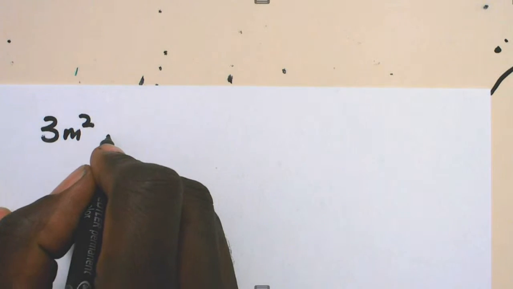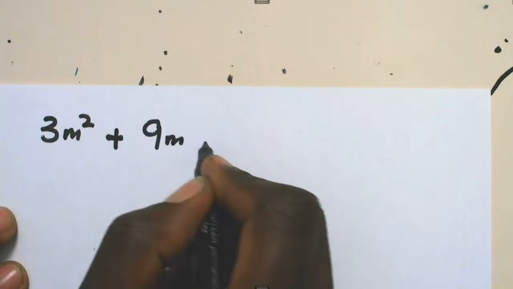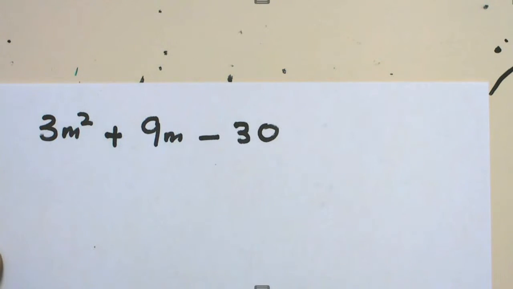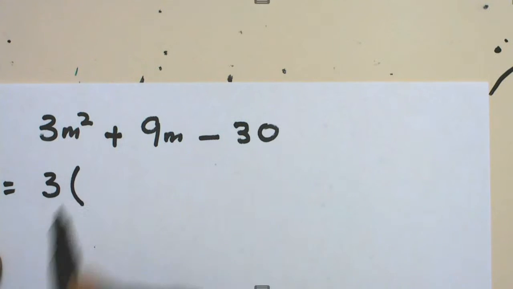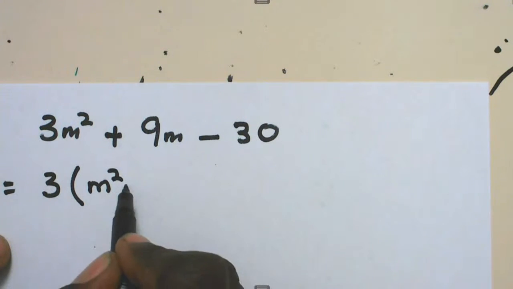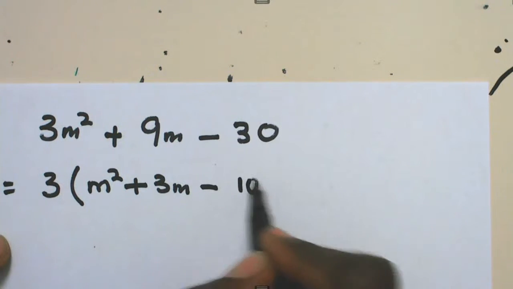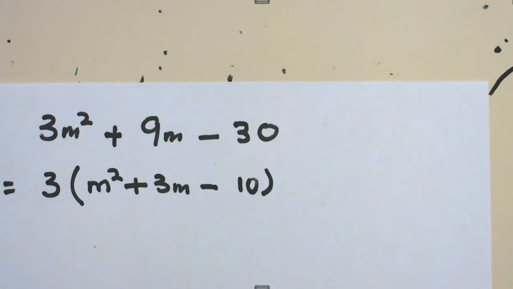Another example that we can use, let's see the example: 3m squared plus 9m minus 30. 3 is common throughout. You're taking out the 3, into m squared plus 3m minus 10. After we have done this, you go to the table.